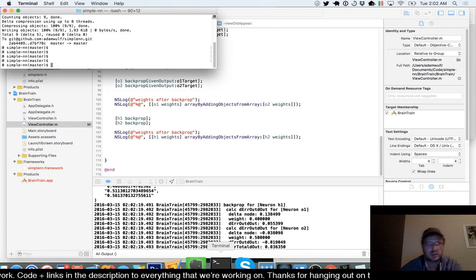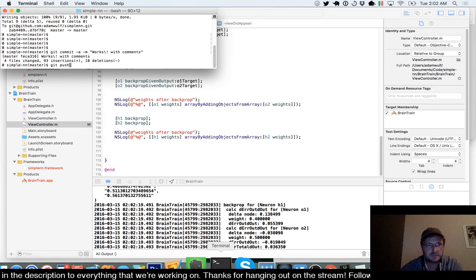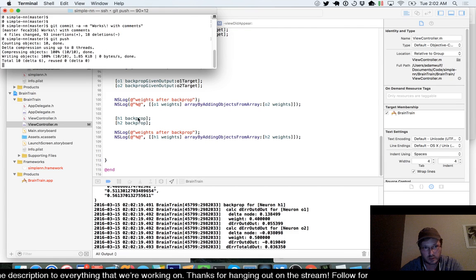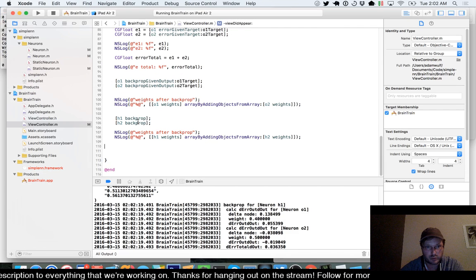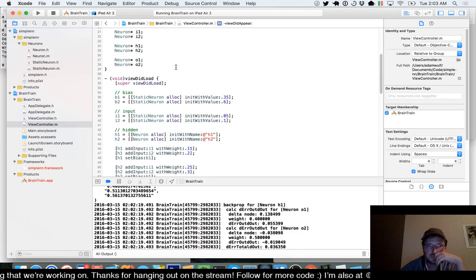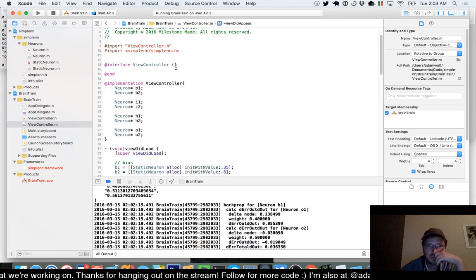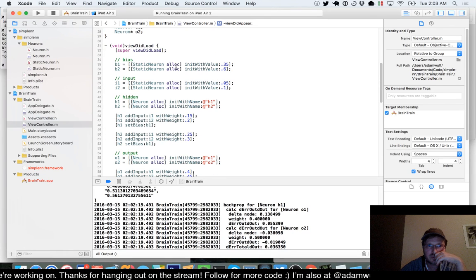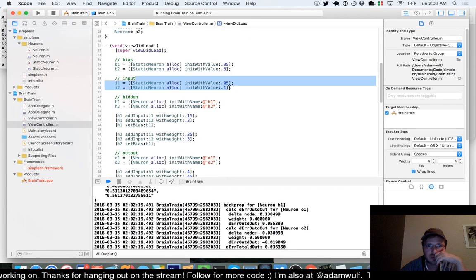Okay, so let's push this up. Git commit works with comments, right? Awesome. Now the code is up for those of you that want to poke at it. It's pretty great. So what we want to do, one target, so our input, what is our input? Do we have an input? Yeah, it's just that.